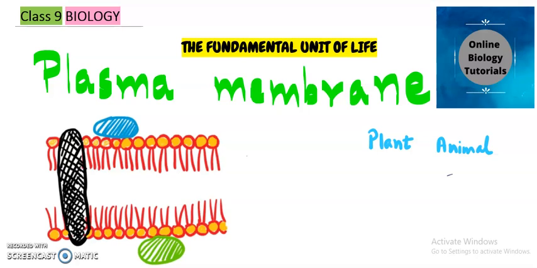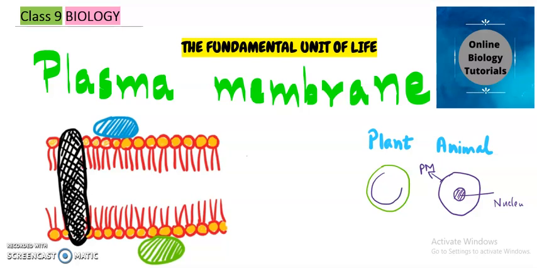Now, whenever we talk about animal cell, the animal cell has a layer outside. This outside layer is known as plasma membrane, which I am writing as PM, and the centrally placed part, which is generally in the center of the cell, is known as the nucleus. So in animal cell, plasma membrane forms the outermost layer, whereas in the plant cell, the outermost layer is the cell wall, and then just inner to the cell wall occurs the plasma membrane.